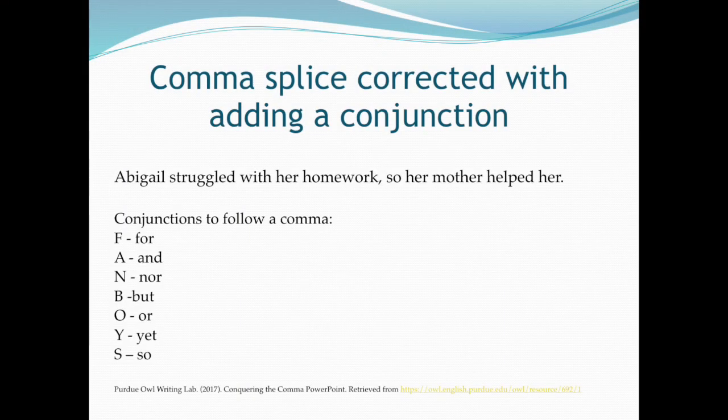A comma splice corrected with adding a conjunction. You can remember the conjunctions with the following acronym, FANBOYS. F for, A for and, N for nor, B for but, O for or, Y for yet, S for so. In the following sentence, so was the conjunction added after the comma to correct the comma splice. Abigail struggled with her homework, comma, so her mother helped her, period.